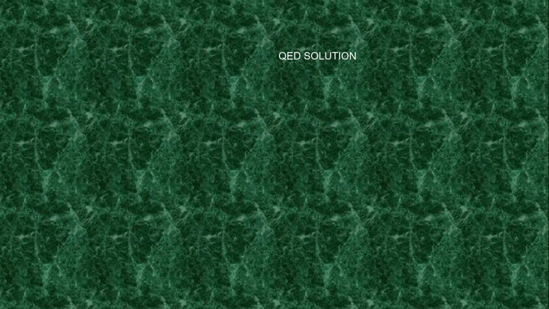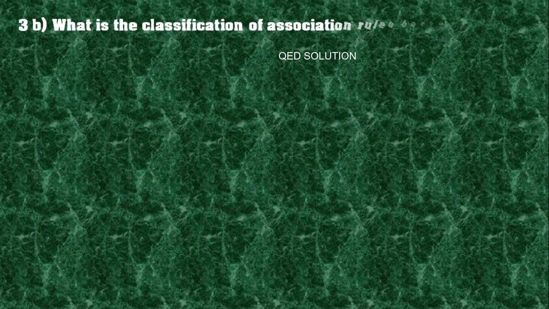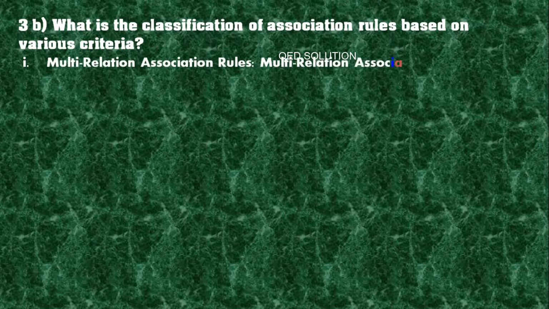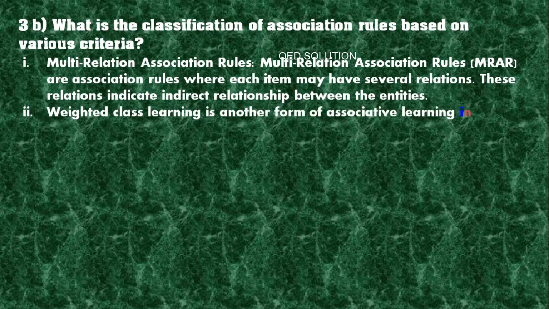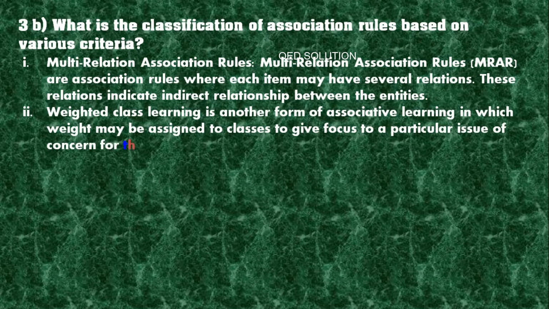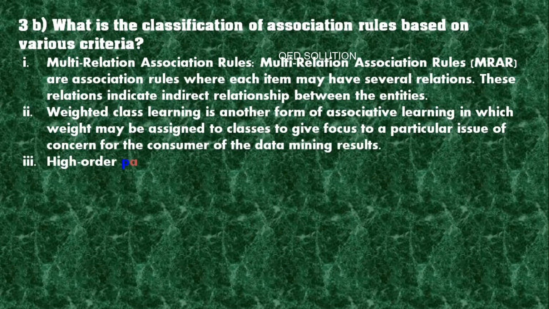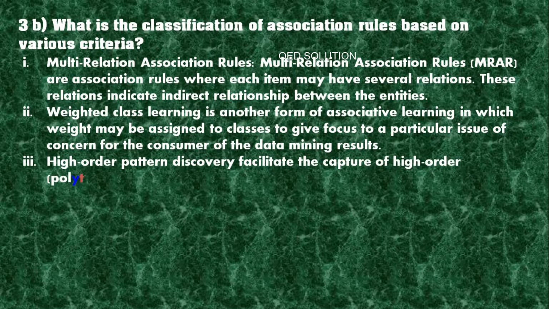Question number 3B. What is the classification of association rules based on various criteria? Answer. Following are the classification of association rules based on various criteria. 1. Multi-relation association rules. Multi-relation association rules, MRAR, are association rules where each item may have several relations. These relations indicate indirect relationship between the entities.